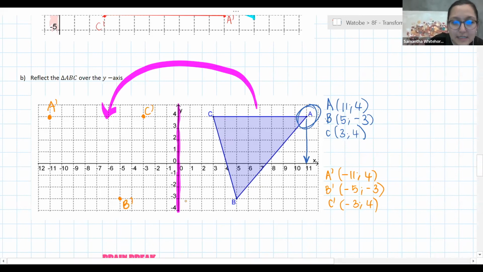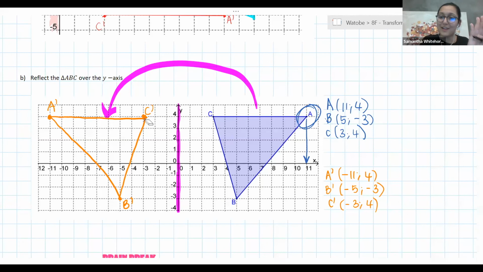And this makes sense. That's 5 units away, and that's 5 units away. They are the same distance away from my line of reflection. And so now when I draw in my triangle, obviously you will do it nicely with a ruler. We can see that we have taken the blue triangle and flipped it over to the left-hand side of my Cartesian plane to form the orange triangle.